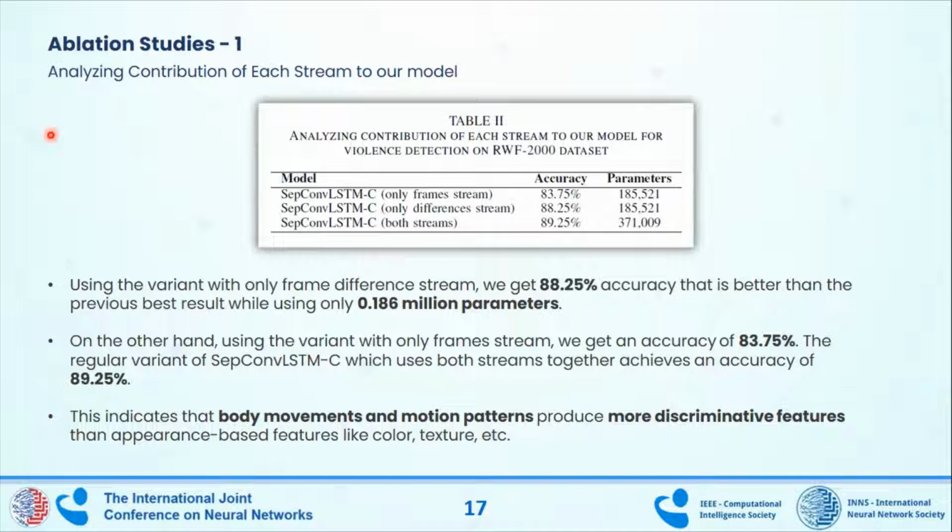We performed some ablation studies to understand the contribution of various parts of our model. In this ablation study, we are analyzing the contribution of each stream to our model. Using only frame stream, we get 83.75% accuracy, but when we use the frame defined stream, we get 88.25% accuracy. This tells us that body movements and motion patterns produce more discriminative features than appearance-based features like color, texture, etc.